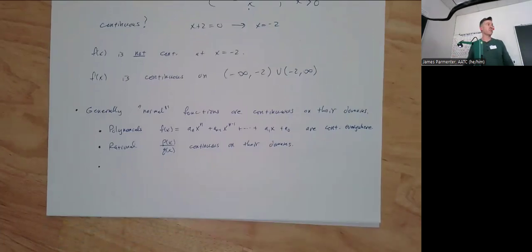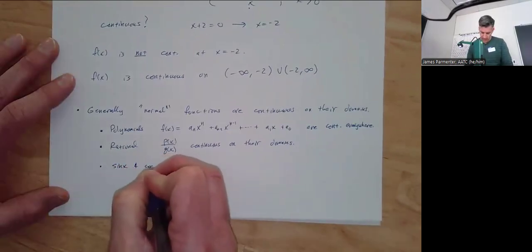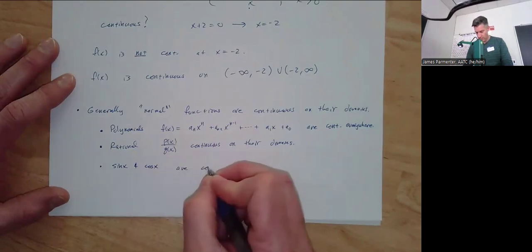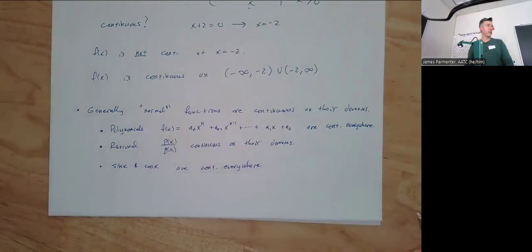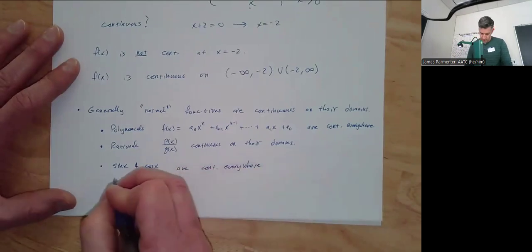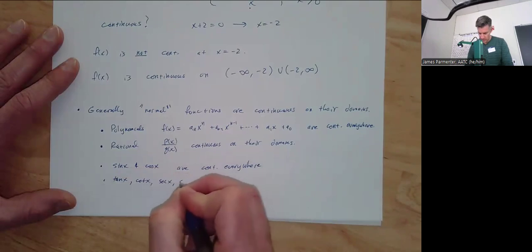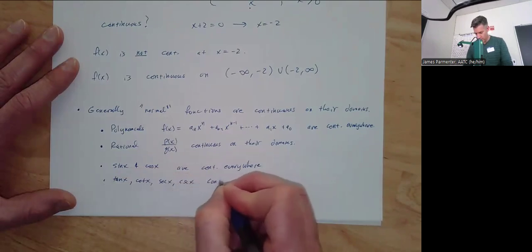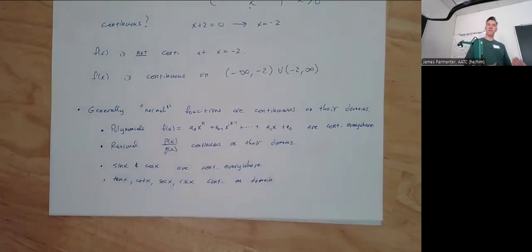All the trig functions. Sine x and cosine x are continuous everywhere. The other 4 trig functions are continuous wherever they don't have a vertical asymptote. So tangent of x, cotangent of x, secant of x, and cosecant of x are continuous on their domains. I mean, I guess I could be saying that for everything, right? Because sine x and cosine x, their domain is everything. So I could say that, but I feel like it's better to say it's everywhere because then you're like, oh yeah, it's everywhere.